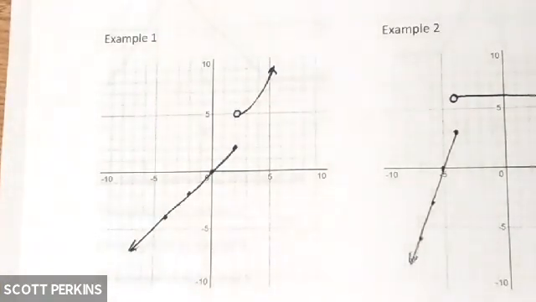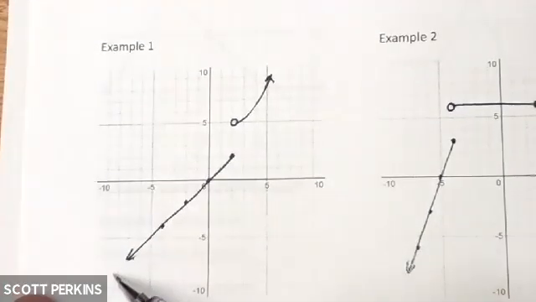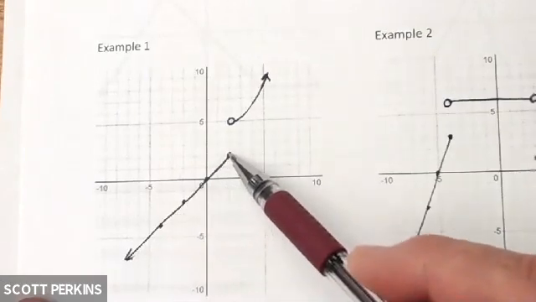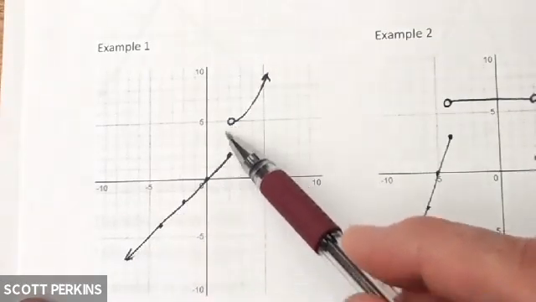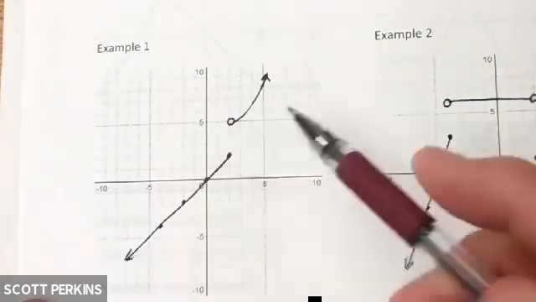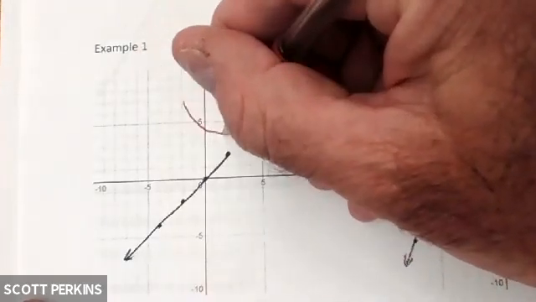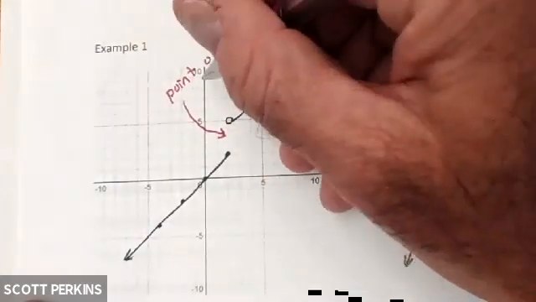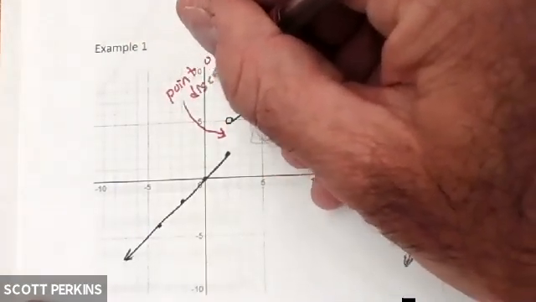Let me form the question. Is this continuous for all real numbers? Meaning, do I ever have to lift my pencil or pen when I'm tracing this? Yeah, right here, right? There's a gap. What that's called, right here, is a point of discontinuity. Fun word.